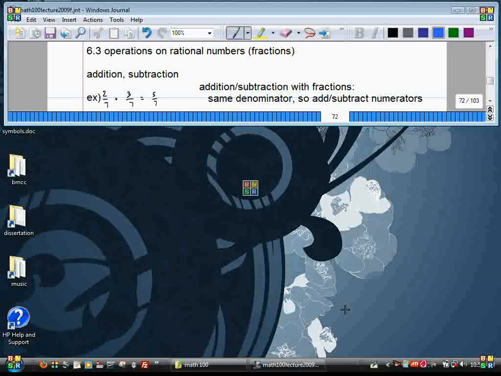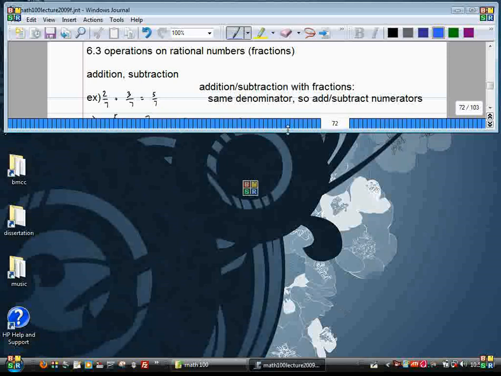So if you have 2/7 plus 3/7, that's 5/7. This is straightforward. You're dealing with the same denominator, so you can just work in the numerator. So here we're adding, so you just add the numerators. 5/7. All right.